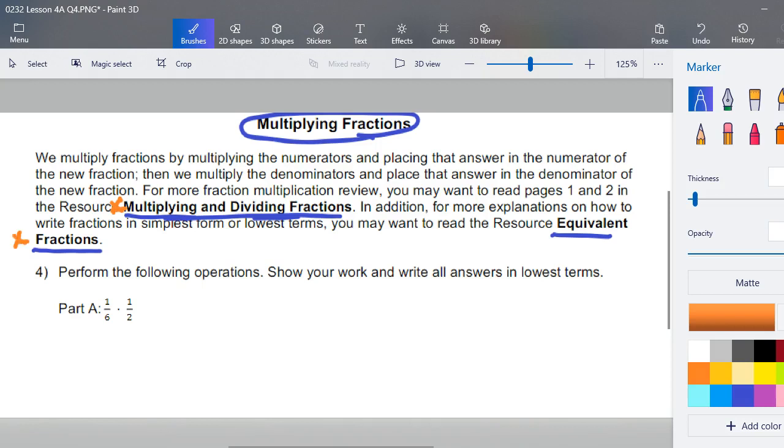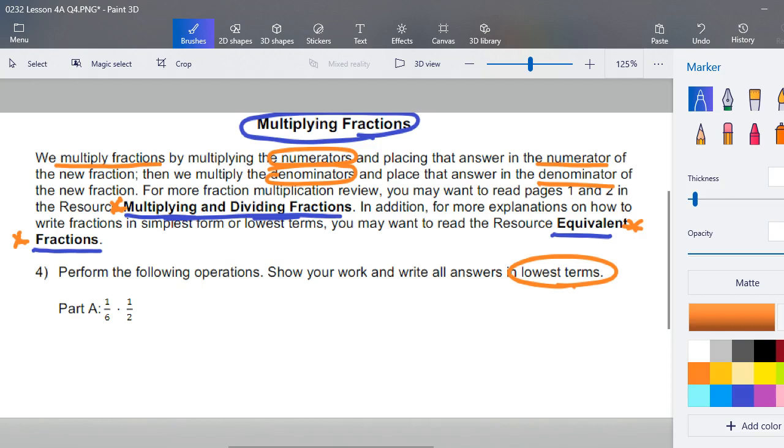The directions talk to us about how we multiply fractions: we multiply the numerator times the numerator times the numerator, as many as there are, and then put that answer in a brand new numerator. Then we multiply all the denominators, as many as there are, and place that in the new denominator, and voila, we have multiplied fractions. However, we are going to need to reduce our fractions into lowest terms, and that might be a reason to go look at the equivalent fractions resource. Now's the time to hit pause, go complete all of question 4.